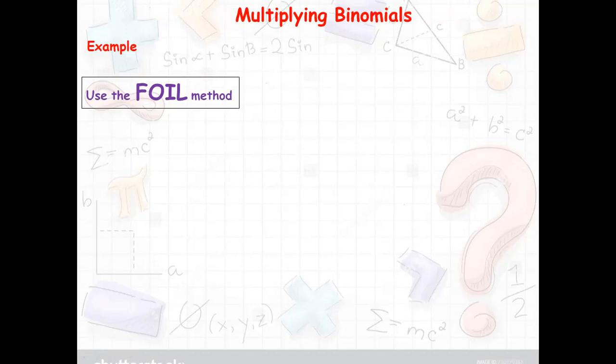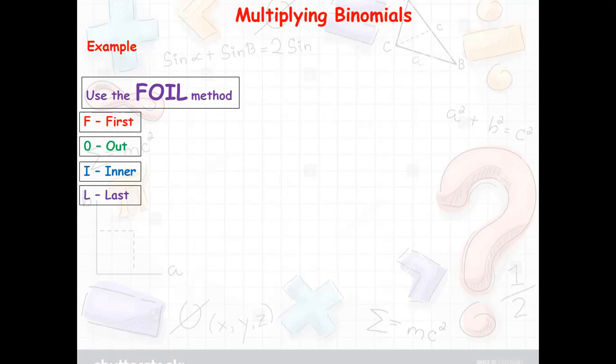FOIL stands for something. What does that stand for? F stands for first, O stands for outer, I stands for inner, and L stands for last. This is why we call it the FOIL method, as we are using this order. In fact, this is an order to multiply binomials. So let's see an example of how we can use this FOIL method to solve this question.